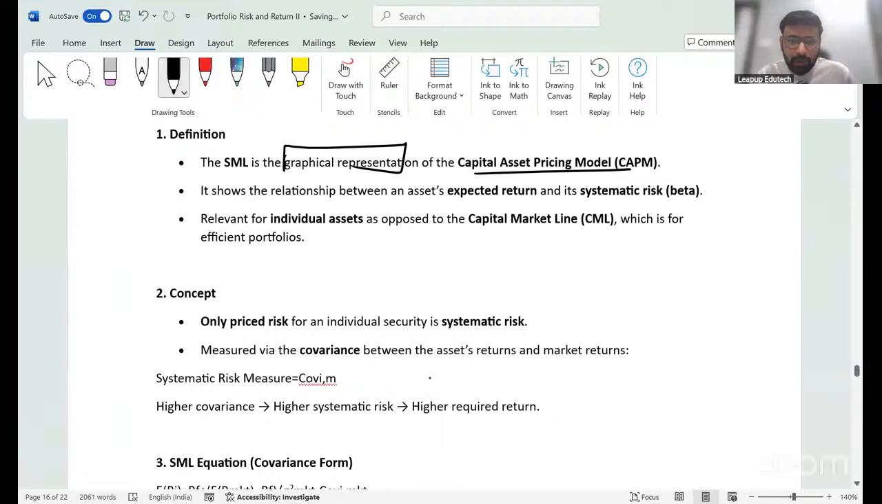It shows the asset's expected return with its systematic risk.